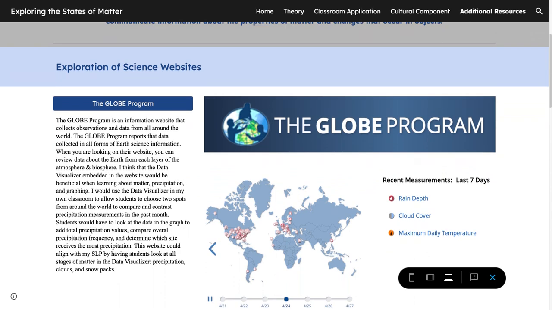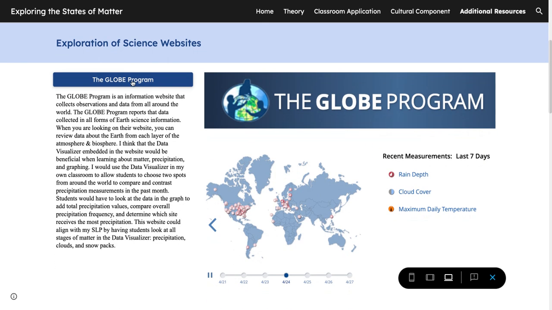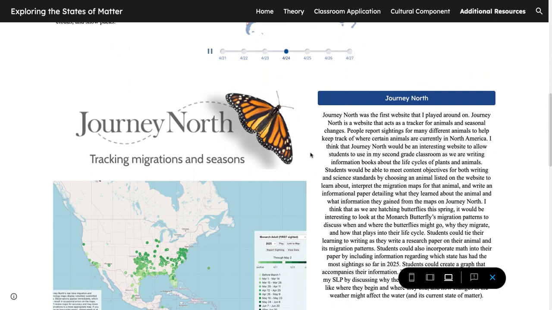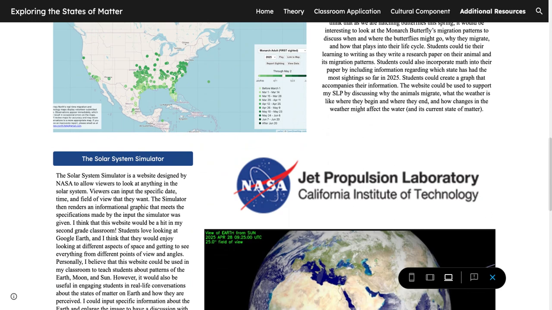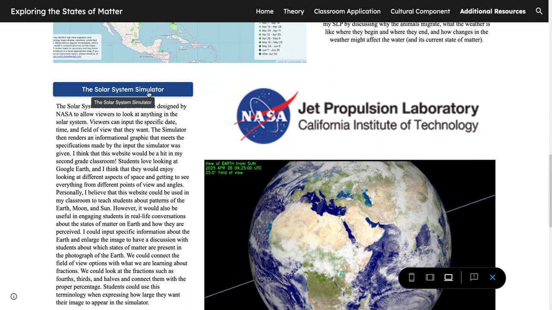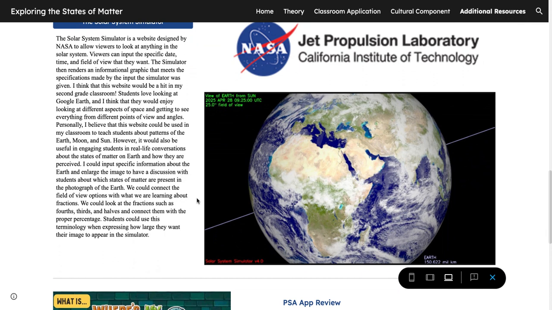So the first section is the science website that we explored. I have the GLOBE program, which you can click on the button to go to that website and learn more about it. Next is Journey North, which again you could click on the website. This allows you to track different migrations of animals or insects around the world. And then lastly is the solar system simulator, which allows students to look at anything in the solar system from any other place in the solar system, and they can choose the date and time.